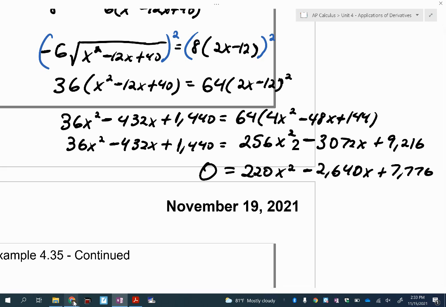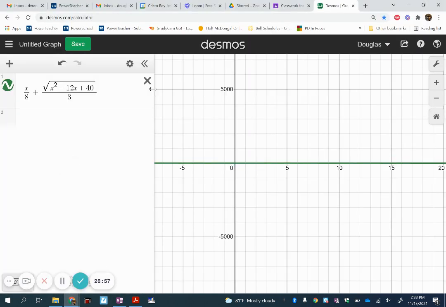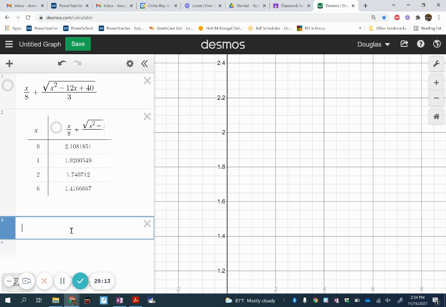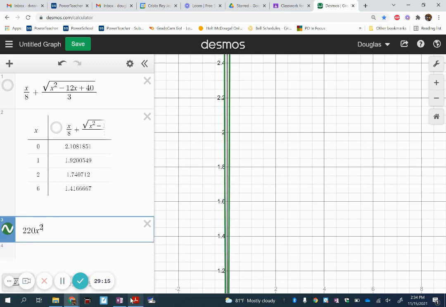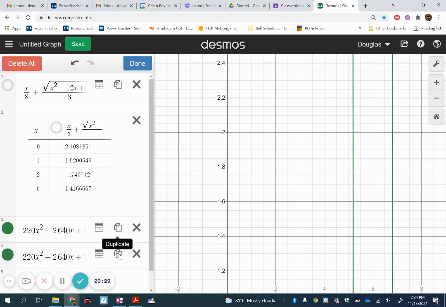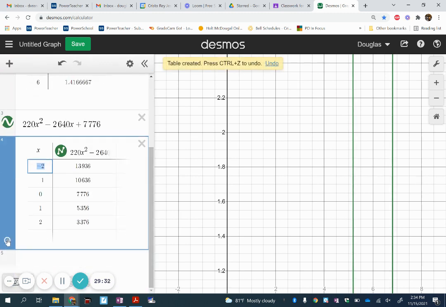So I'm going to type in 220x squared. Oh, you know what? I guess we can just real quick show you. This is the derivative. Is this the derivative? No, this is not the derivative. We'll use this in a second, so I'll come back into that. And then we'll have 220x squared minus 2640x. Was that right? Let's see. Yep, plus 7,776. Get a table for this so I can see where in the world this is happening.